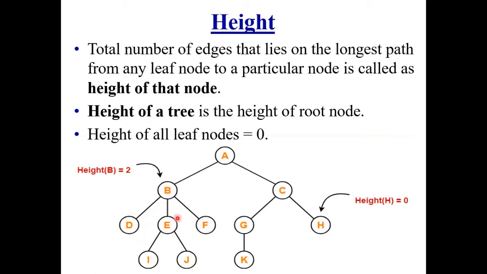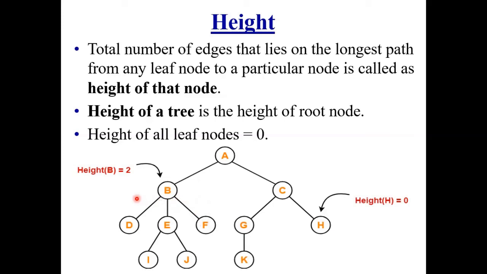The second subtree has two parts here: one is B to E to I, the other is B to E to J. So from B to I or J the number of edges is 2. So I take 2. In the third subtree, we have only one node, which is a leaf node. From F to B, I have only one edge. So what is our common here?